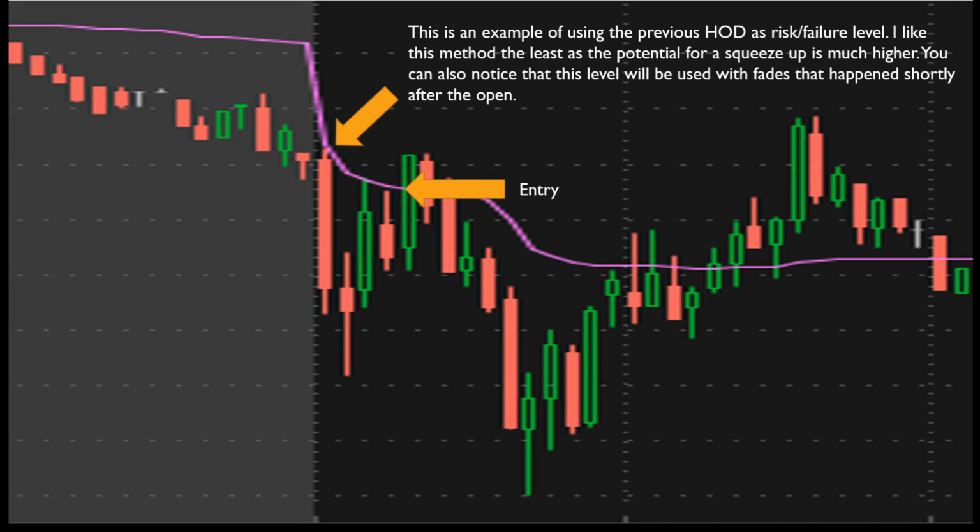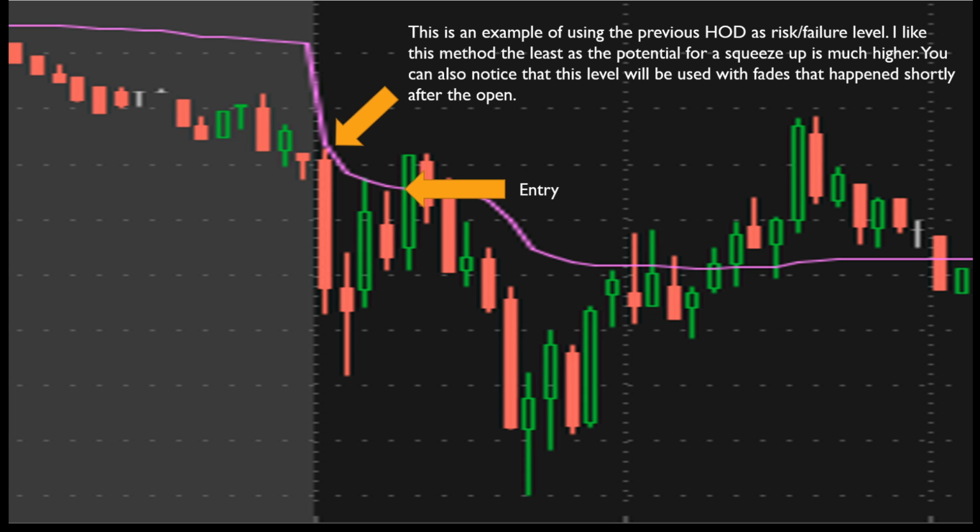Okay, so the last risk example I want to go over for the VWAP fade is the high of the day as a risk point. To be honest, this is one of the ones that I prefer to use the least, because a lot of the time a stock can break the previous high of the day and really squeeze up, going from red to green. Another reason is that when you use this risk level, it's usually a little bit closer to the open, which just isn't really my style of trading.